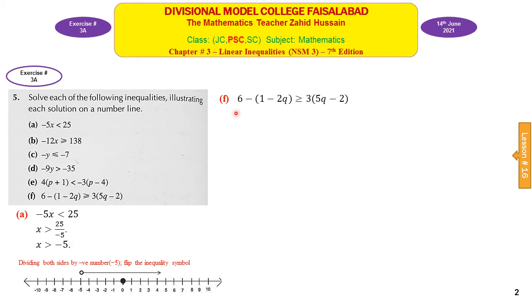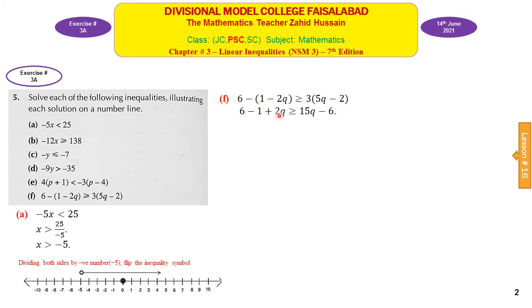Its F part is 6 minus (1 minus 2q) greater than or equal to 3(5q minus 2). Solving linear inequalities, we know that if an inequality has fractions, we first remove fractions by multiplying each term by the LCM of the denominators. And if an inequality has brackets, we first remove brackets. So we will remove this bracket after 6, because before this bracket there is a negative sign, so the sign of each term within the bracket will be changed.